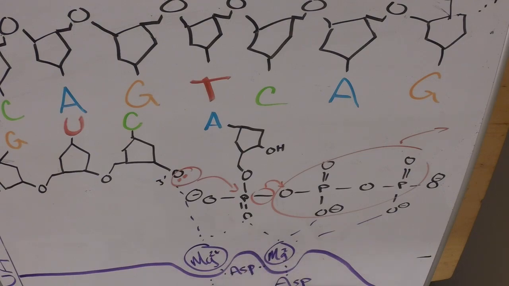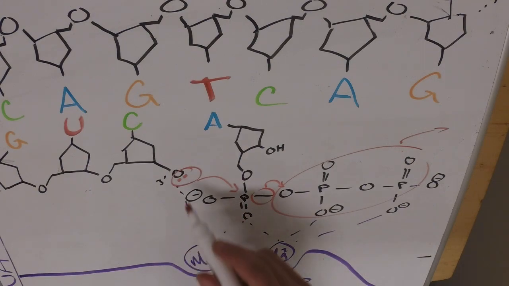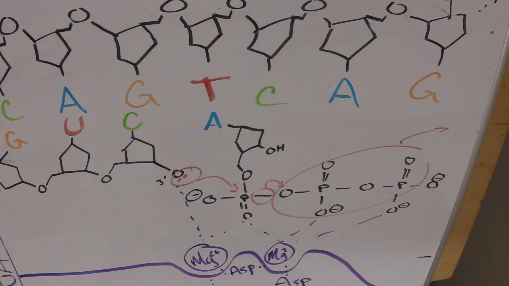Real quick, back on these magnesium ions. One magnesium ion facilitates the attack by the 3' hydroxyl group on this alpha phosphate. So that would be this magnesium ion facilitating this attack right here. And then the second magnesium ion facilitates the displacement of this pyrophosphate. And both metal ions stabilize this entire transition state.